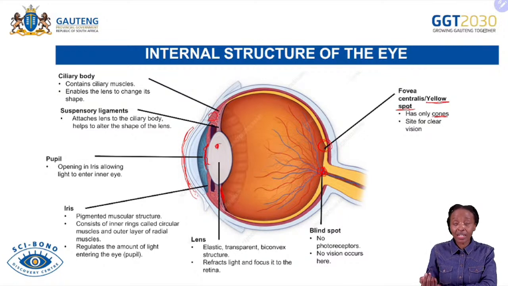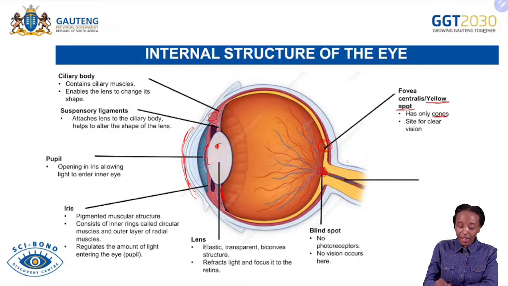And if you are asked why, it is because this part of the eye does not have photoreceptors. Then we have this part now, this whole part at the back of the eye. This is what we call the optic nerve. So the optic nerve runs through here. This is the nerve that takes the impulses to the brain.